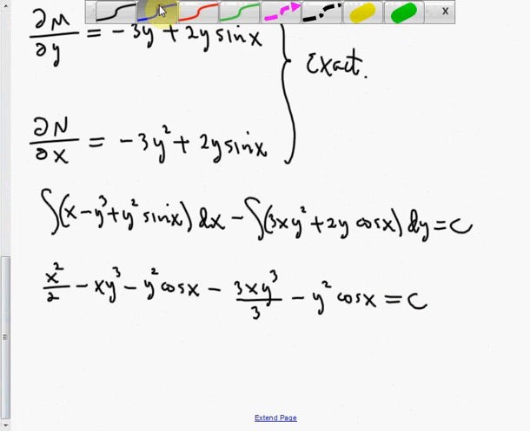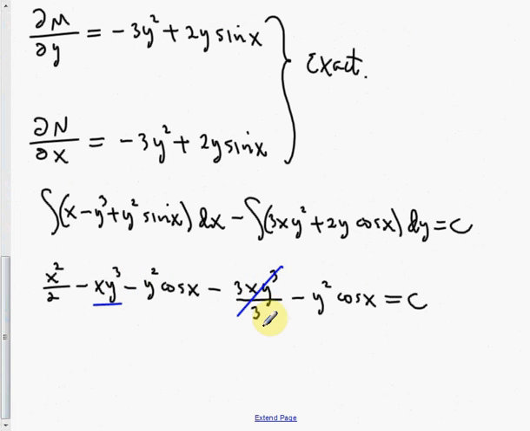We look at the repeats. Negative x y to the third is the same thing as here, so I get rid of that one. And then what about this negative y squared cosine x? Negative y squared cosine x, I get rid of one of those.